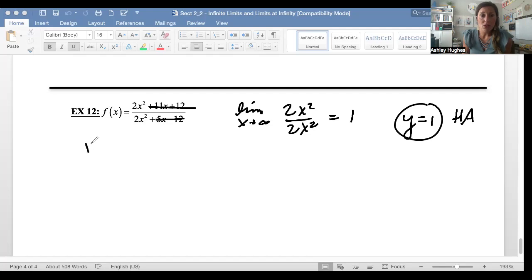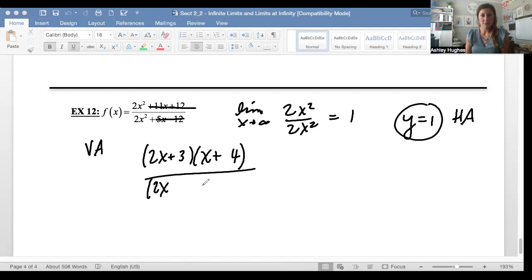Okay, so now to find vertical asymptotes, remember you need to factor first. So I'm going to have 2x, x, how do I get 12? Let's see, 3 and 4. If I do 4 and 3, that would give me 8 and 3, which is 11. Okay, and then let's try to factor the bottom. I want it to be 5 there, so let's see. 2 and 6, 6 and 2, 3.